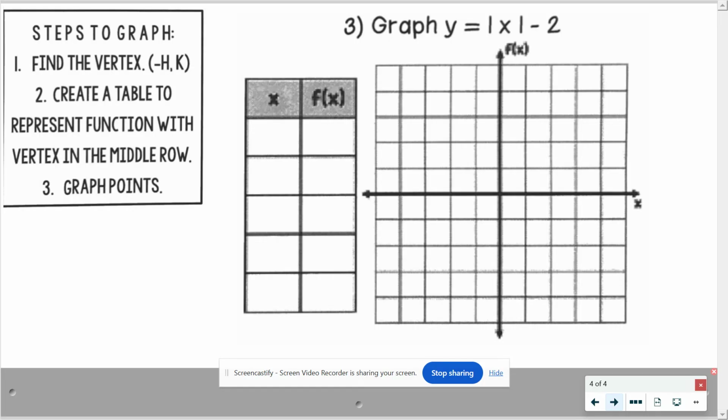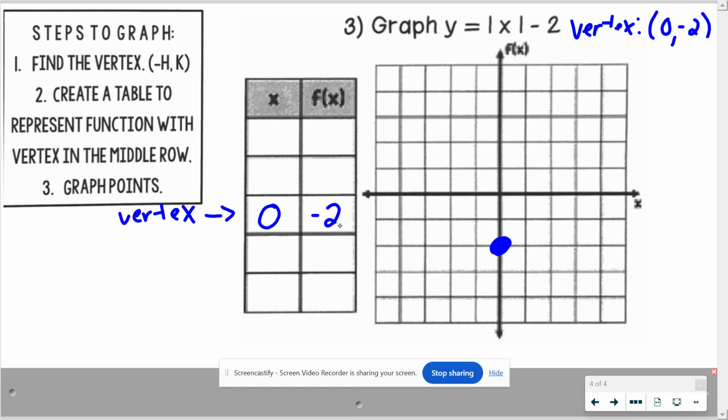If we look at our absolute value function, we have y is equal to the absolute value of x minus 2. Well, our vertex is the opposite of our h. Well, it's 0 inside, which is great. And then our k value, so minus 2. So we're going to plot 0, minus 2. We're going to place this vertex in the middle row, because the vertex tells us the middle point. So we had 0, and we had minus 2.